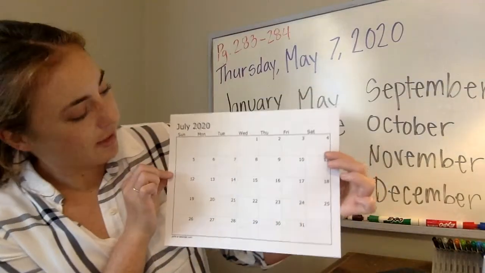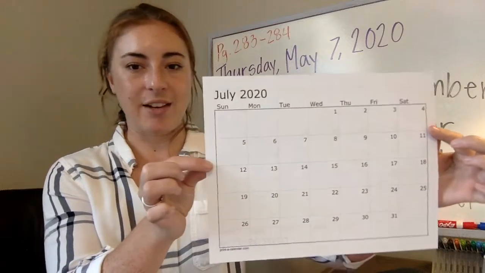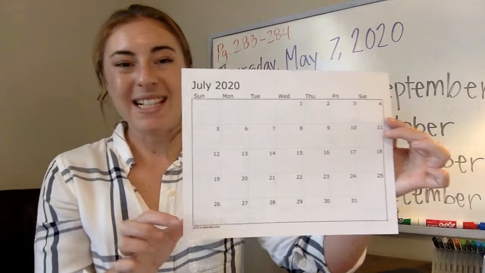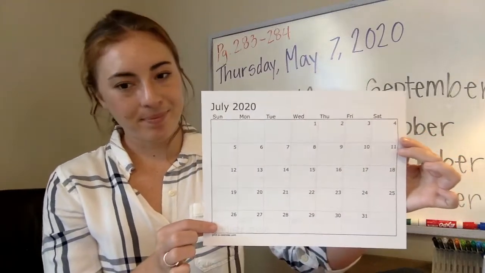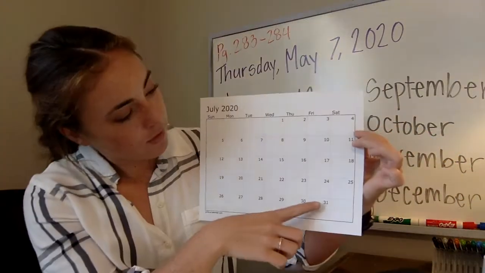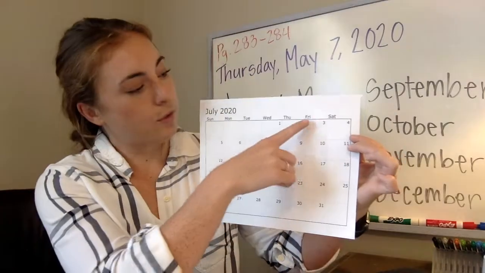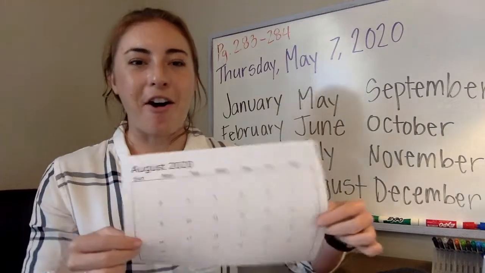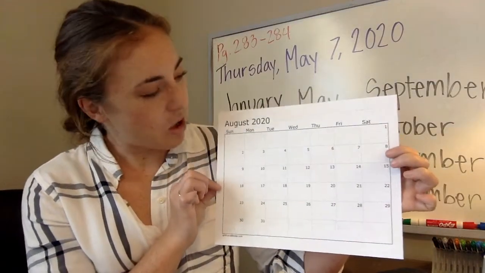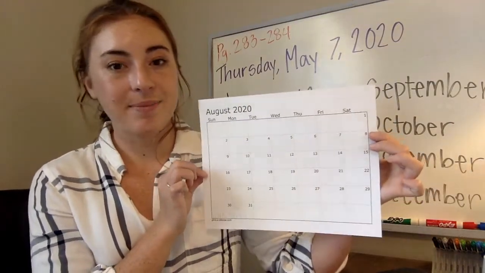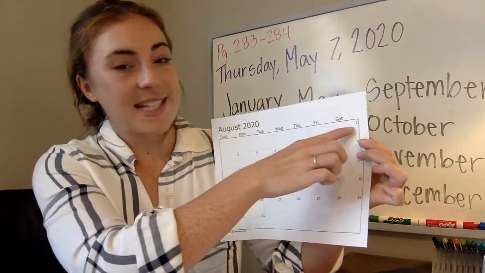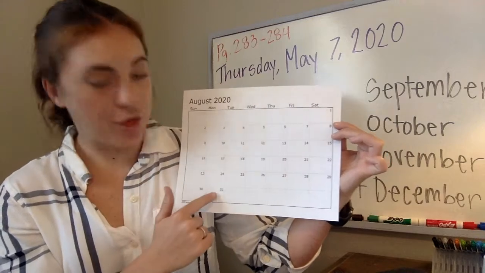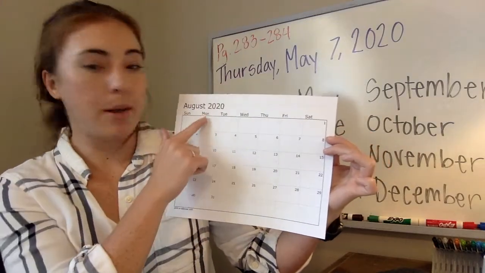July. When is the first day of July? On a Wednesday. When is the last day of July? The 31st. Friday, July 31st. What about August? When is the first day of August? On the Saturday. When is the last day? The 31st. On Monday.